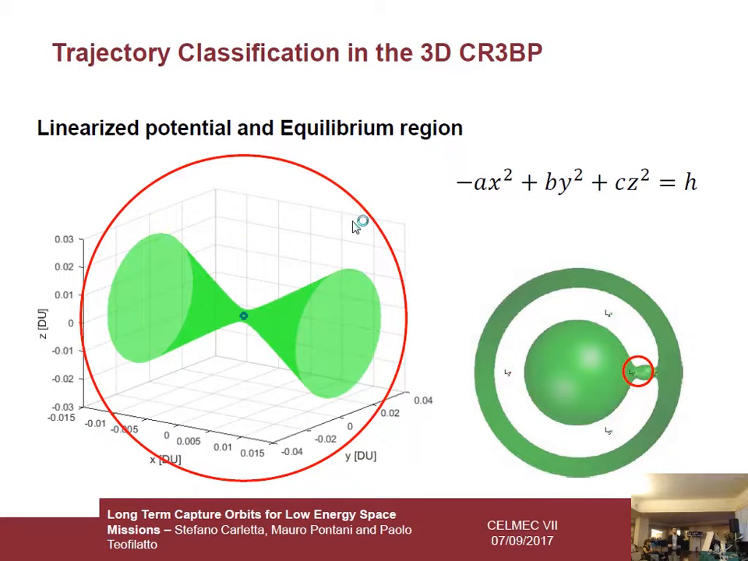So we have to develop the 3D model. We start from energy. We know that the region, the so-called equilibrium region by Conley, is defined by this hyperboloid, this equation, and it just represents the linearized version of the net of the zero velocity surfaces. In particular, it works for any collinear libration point, but we are focusing on L1.